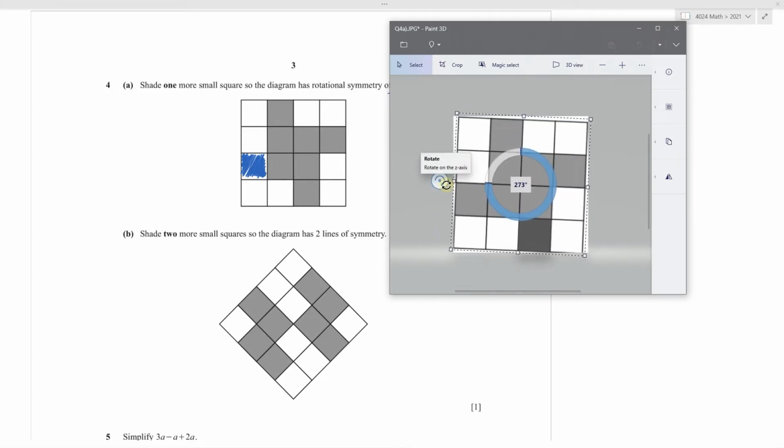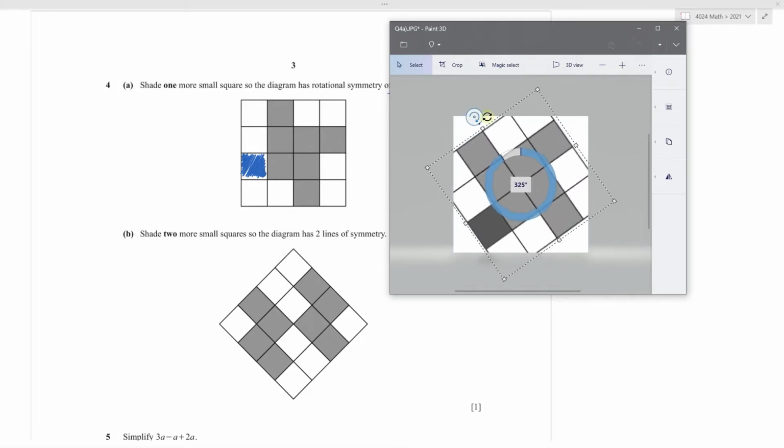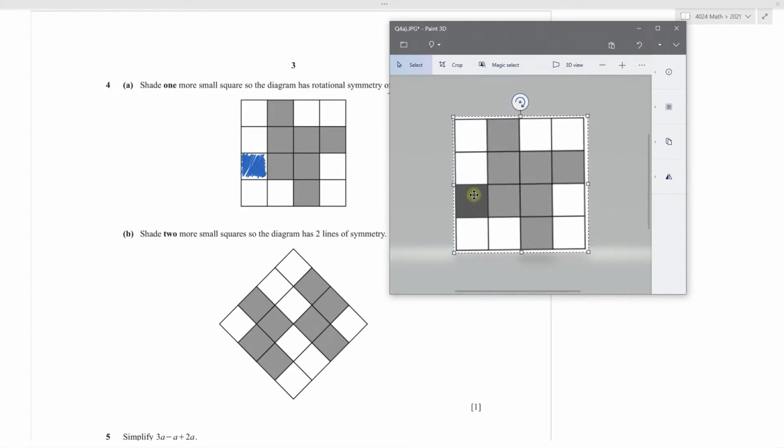Up to 270 degrees, again, you will see the same L-shaped squares shaded, and then back to 360 degrees in your original orientation. So by shading this square, now you have rotational symmetry of order 4, and every 90 degrees that you rotate, you will get the exact same shape. So that's how you will solve this.